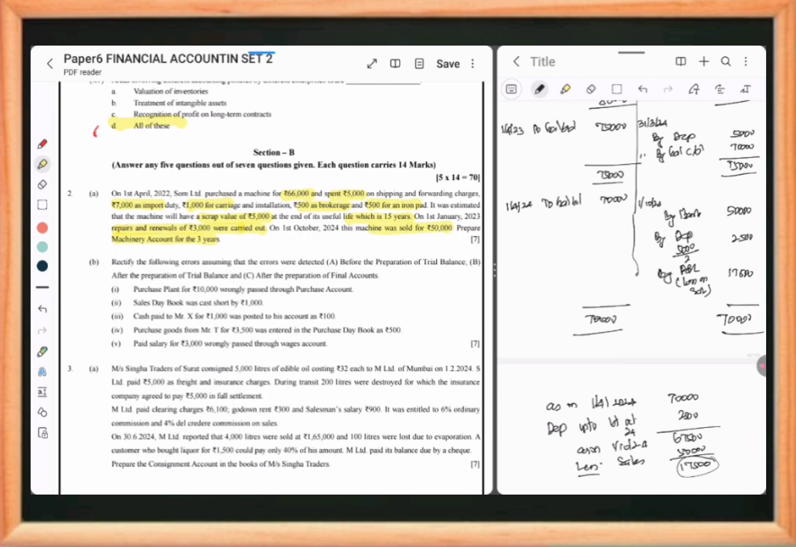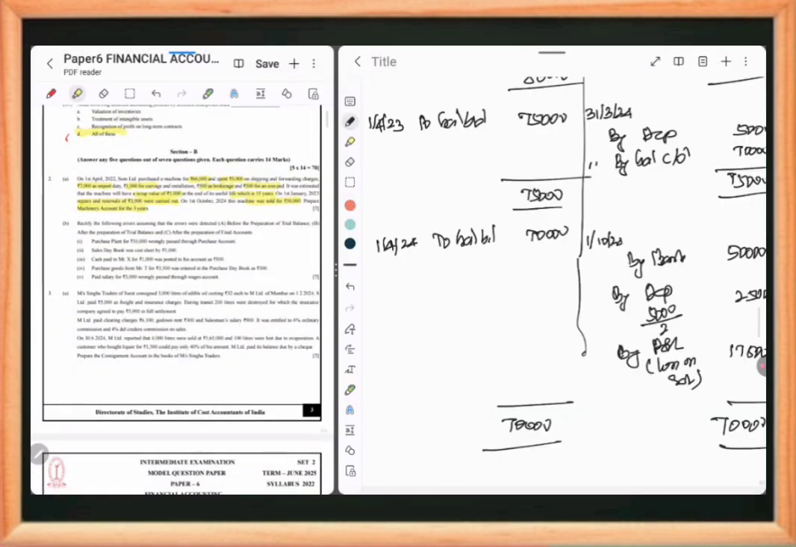And then it is after the preparation of the balance sheet. So next year we have to rectify the mistakes. So all the three are asked in this question. So before preparing the trial balance, after preparing the trial balance, and after preparation of the final accounts, we must be in a position to understand. So here we have to prepare all the three. Purchase of plant for rupees 10,000 wrongly passed through purchases account. Actually, it is an error of principle. In the case of before preparation, we will see, just 1 minute. We will see.